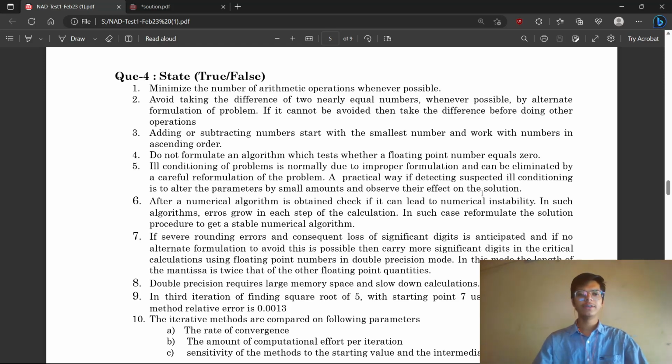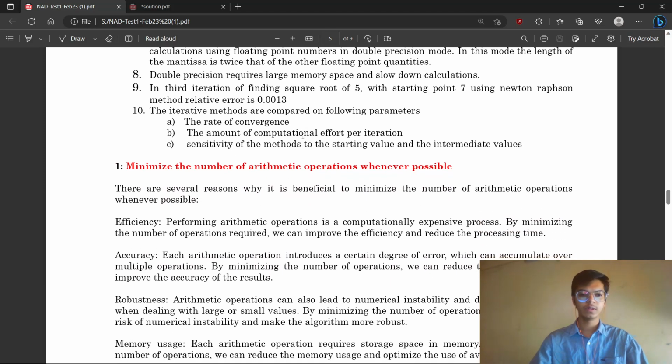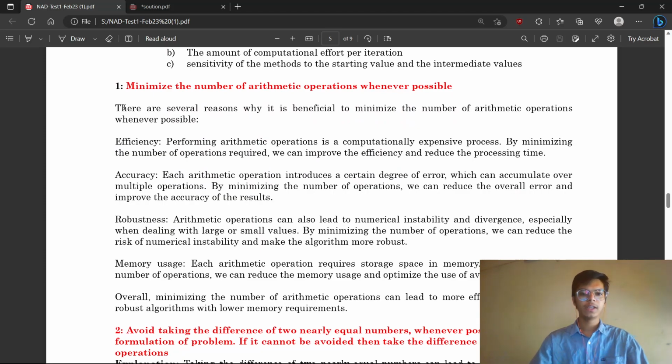Hello viewers, in this video we are going to discuss true false questions, which are based on the rules in numerical computation. So here the first true false question is: minimize the number of arithmetic operations whenever possible. So yeah, this is true.